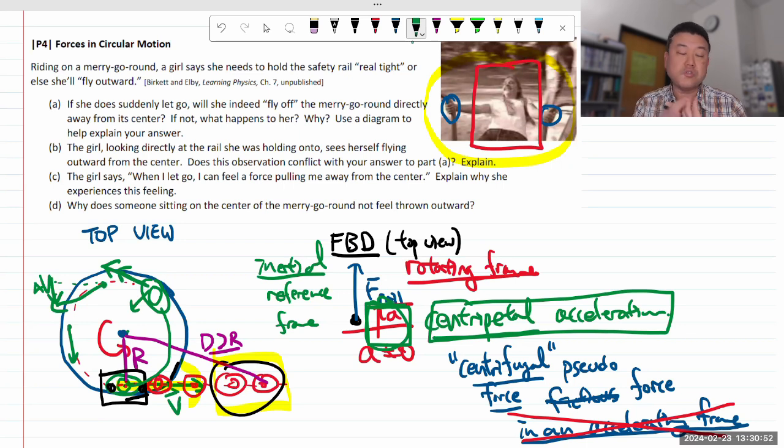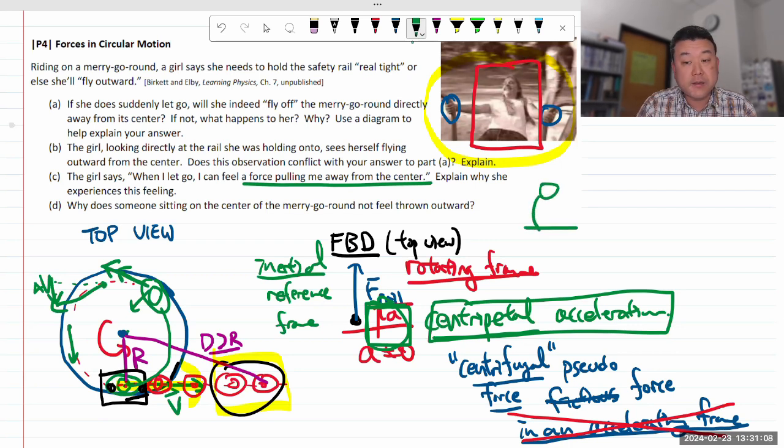To the point of why she feels pulled away from the center, the way I would try to explain it is the same way we feel our own weight, the apparent weight. We actually don't feel gravity directly. If you're in free fall, you'd feel like you are in microgravity, like astronauts in the International Space Station. But the gravitational force on them is actually pretty significant. It's like 80-90% of the gravity on us.